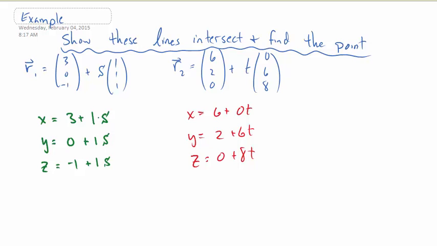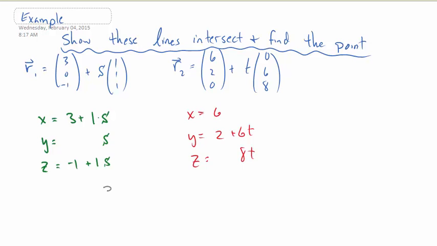So let's clean up a few of these. For R1, y is really just s. And for R2, x is 6, and for z, well, z is just 8t. So we have a system to solve here. And what we're going to do is we're going to equate all of the x, y's, and z's, because if these two lines are going to intersect, they're going to share an x, y, z ordered triple.